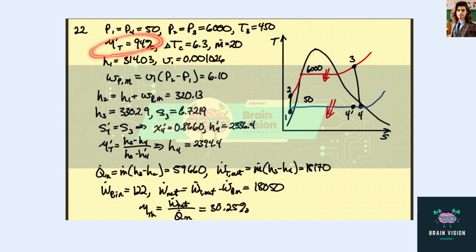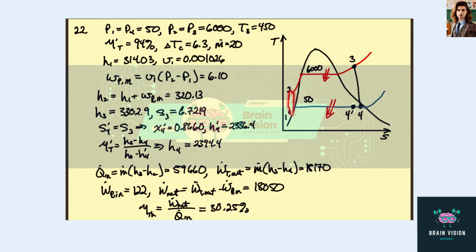The turbine has an efficiency of 94%. We're told that the water leaving the condenser is supercooled by 6.3 degrees C, and the boiler is sized for a mass flow rate of 20 kilograms per second. We can get the enthalpy at 1 and the specific volume at 1. So again, we can get the work that goes into the pump, and it's assumed to be 100% efficient.